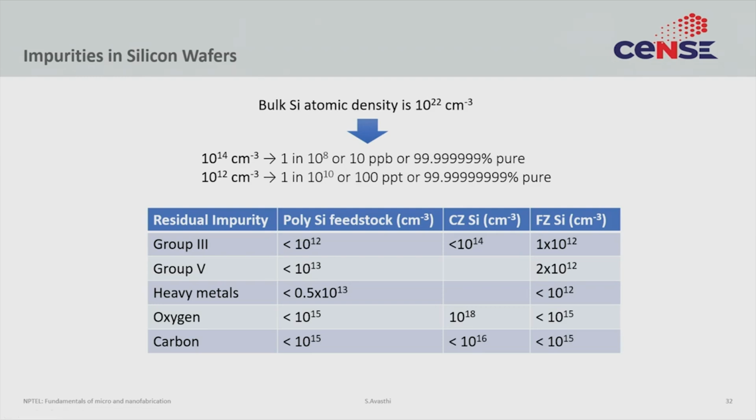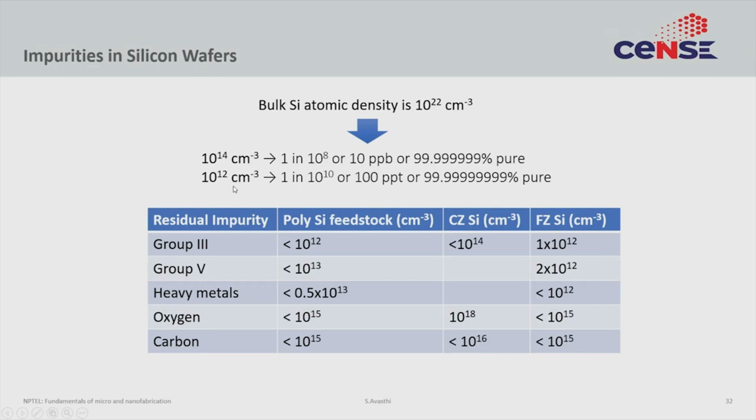Overall, what is the impact of impurities? So bulk silicon has an atomic density of around 10^22 cm^-3. So when you say an impurity of 10^14 cm^-3 or an impurity of 10^12 cm^-3, you are implying that the material is 1 in 10^8 or 10 ppb, or 99.999999% pure. Okay, so just to give you context what 10^14 or 10^12 actually means.